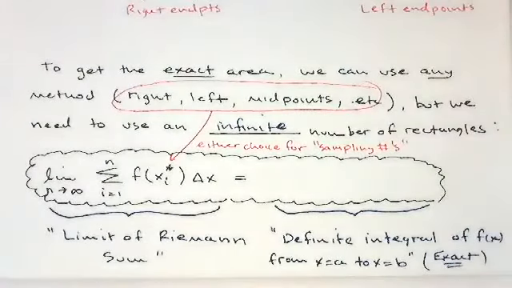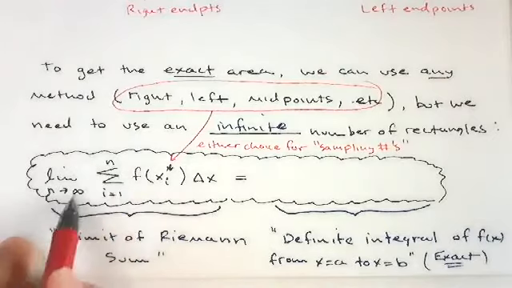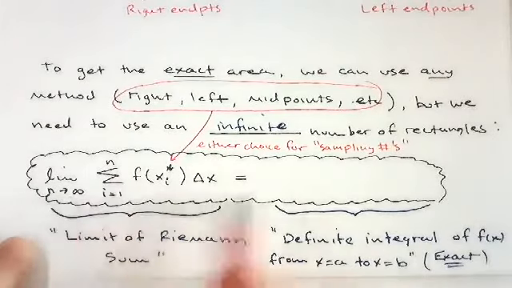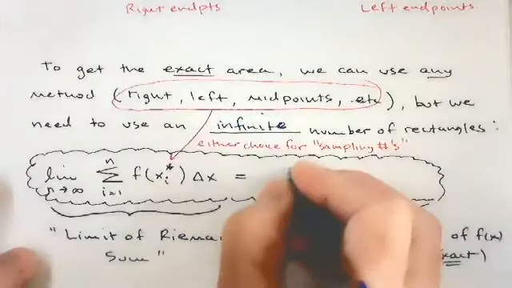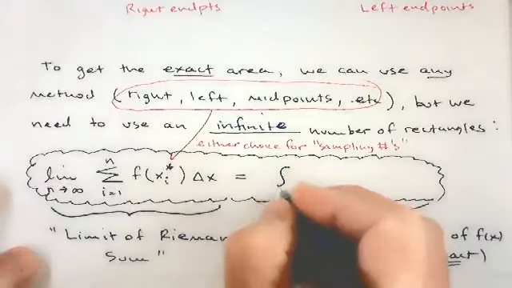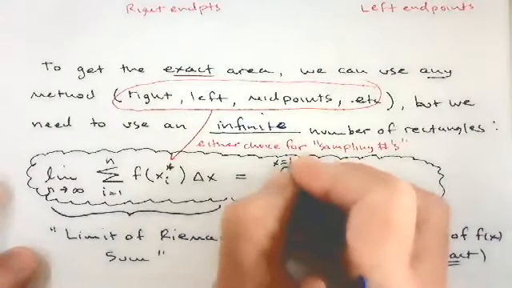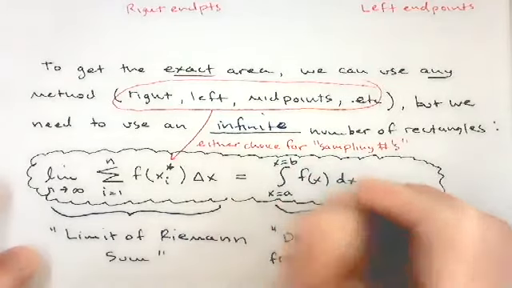If you do that, whether you use left, right, or midpoints, and you somehow find a way to add up an infinite number of rectangles, so you take the limit of this, that's what we are now going to define as the definite integral. This would be the definite integral from x equals a to x equals b of f of x dx, where a is your left endpoint.